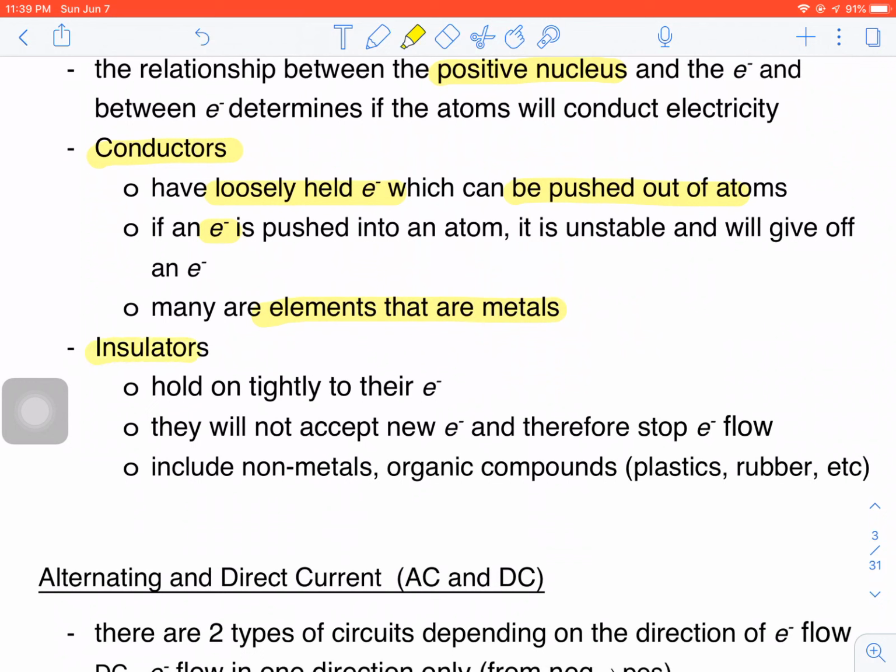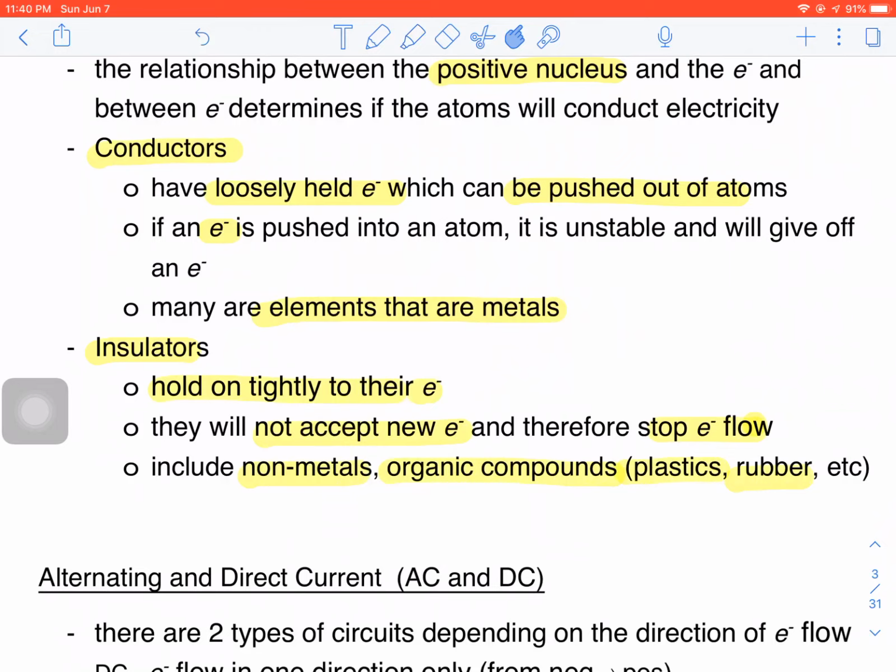Okay, the other type of matter are insulators, and like I said, they're holding very tightly to their electrons, and therefore they will not accept new electrons and will not allow electrons to flow through them. And a lot of our nonmetals are insulators, and a lot of the organic compounds that we've been talking about in the organic unit in my chemistry course are good insulators too. They hold onto their electrons very tightly. It includes a lot of the plastics and the rubber material that we use to coat electrical wires, so that you can handle electrical wires without getting a shock.